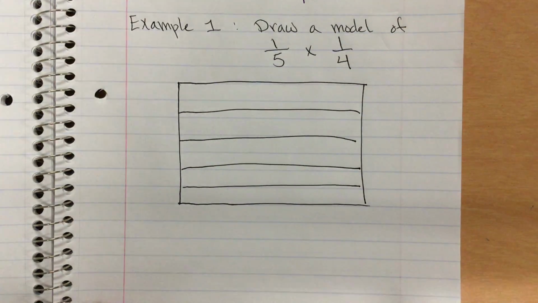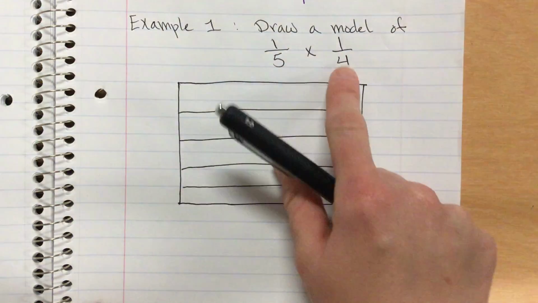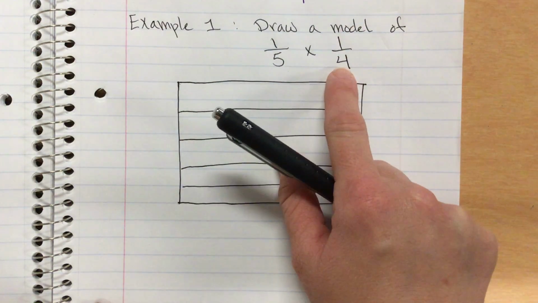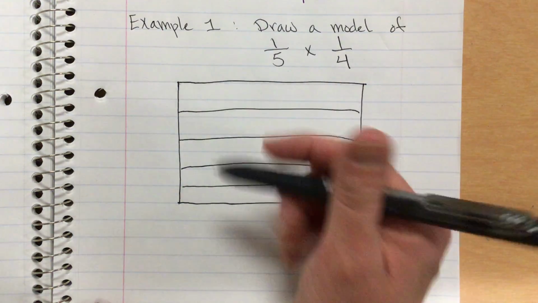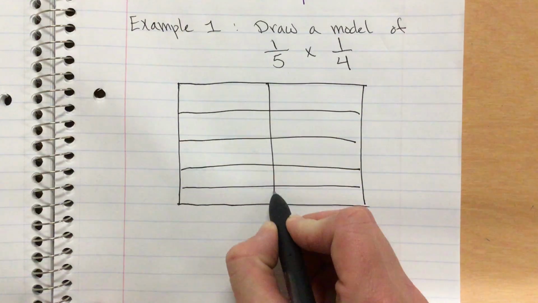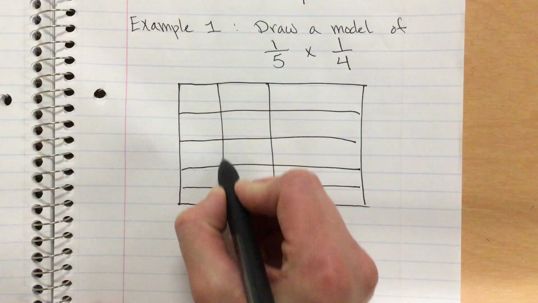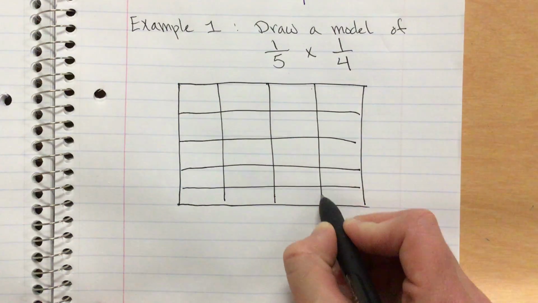Okay, so we split it into 5 rows, 1, 2, 3, 4, 5. And then we're multiplying by 1/4. My denominator in my second factor is 4, so we're going to split it into 4 columns. We can split it in half and split it in half again for my fourths.